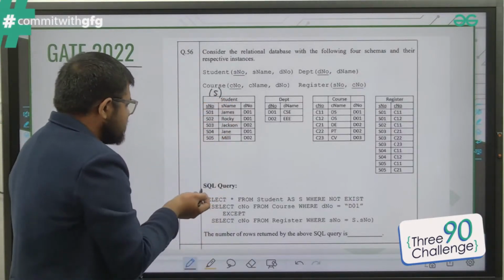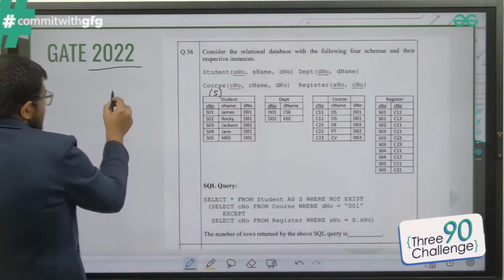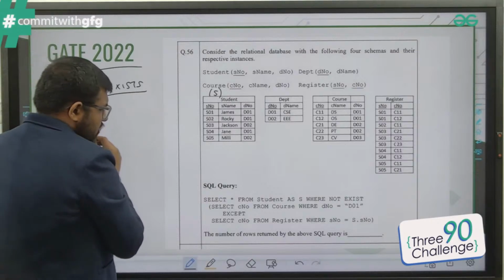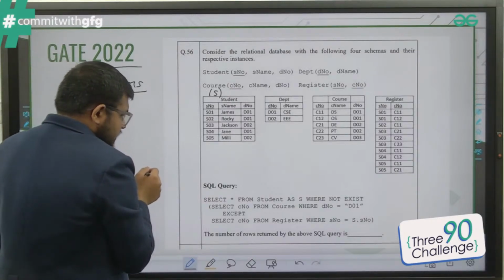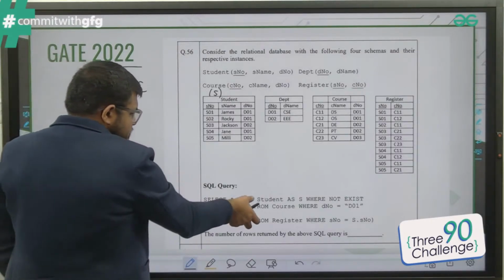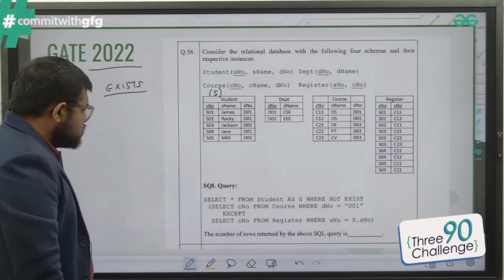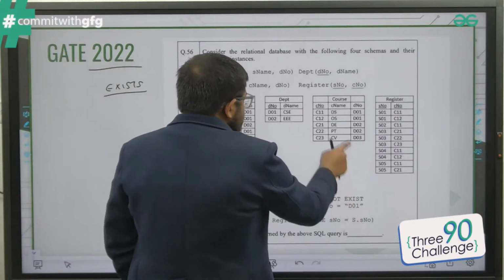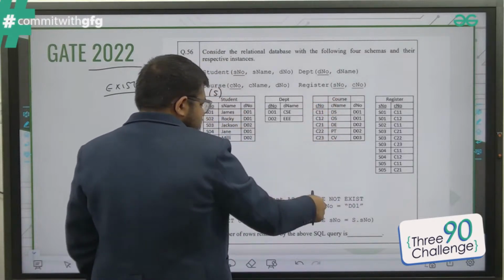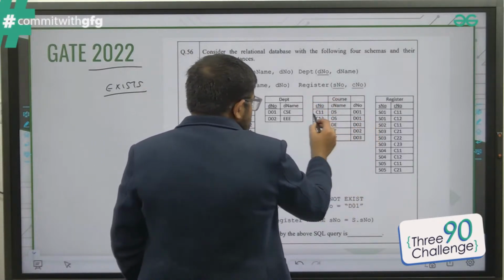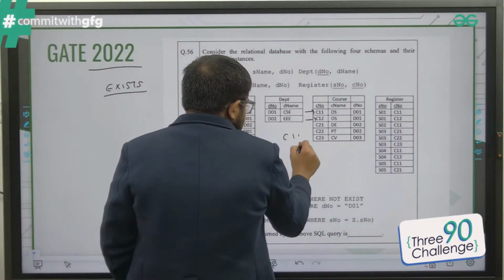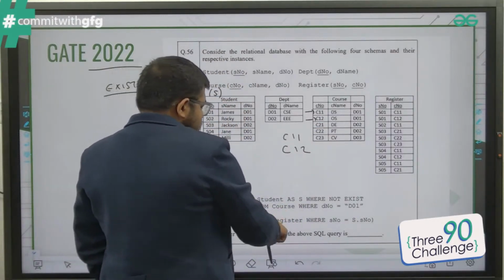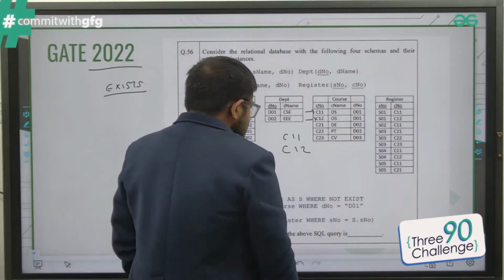Where not exists. Not exists means, see, exists will return true if the result is present, right? And not exists will return true if this is empty. Okay, so select C number from course where D number is D01. So you select C11 and C12, except select C number from register where S number equals S dot S number.